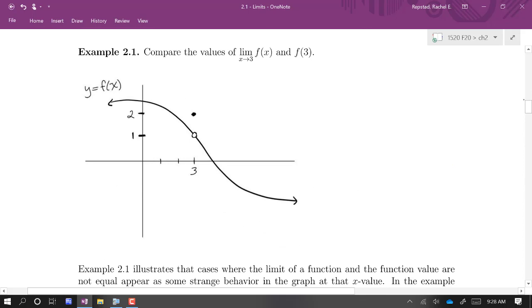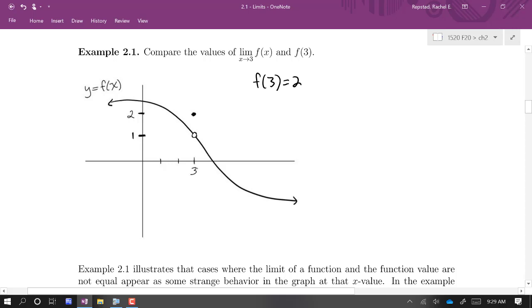So in example 2.1, we are asked to compare the values of the limit as x approaches 3 of f of x and the value f of 3. When we look at this graph, we can see that our function is more or less a nice smooth continuous curve. The interesting thing happens when x is equal to 3. For all values except 3, the function lies on that smooth curve. At 3, there's this hole, so f of 3 is not actually at the value in that hole. F of 3 is defined to be up here at the value 2. So f of 3 is 2. That's what it means when they write the little solid dot up there.